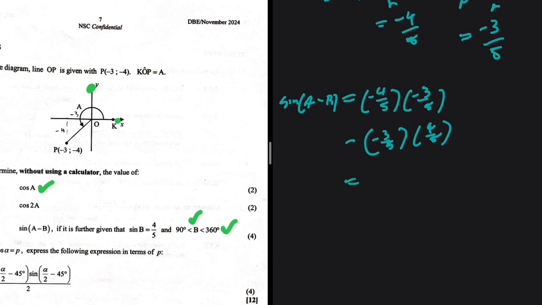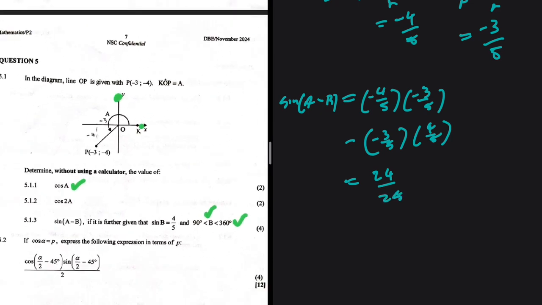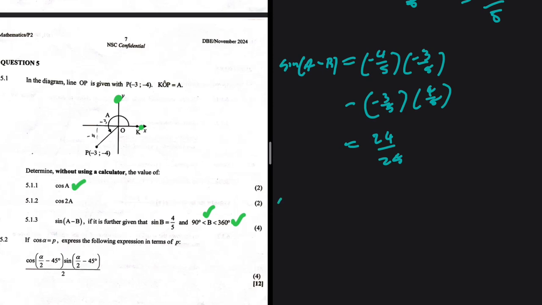Okay, so let's take a look. Let me just put that in my calculator and not complicate my life. Minus 4 over 5 times minus 3 over 5, minus minus 3 over 5 multiplied by 4 over 5. I get 24 over 25. So yes, that's what we end up with there. And then 5.2, yeah, 5.2 is quite a beautiful question. Let me show you why I say that.